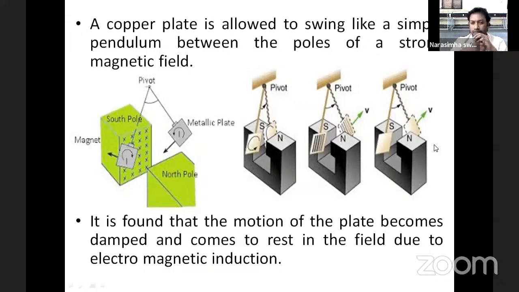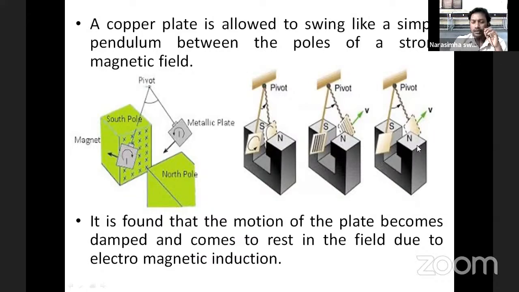of irregular shape. There is no specific shape. It's not like any coil. So any metallic plates, as we have seen in the diagrams here. The copper plate is allowed to swing like a simple pendulum, right? Between the poles of a strong magnetic field.